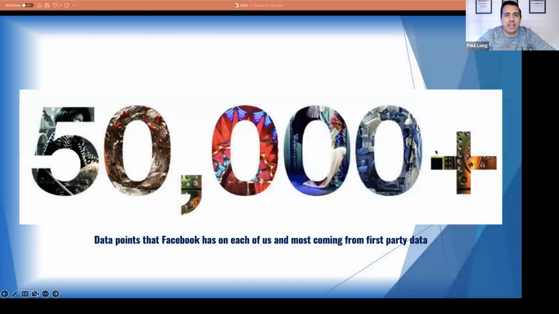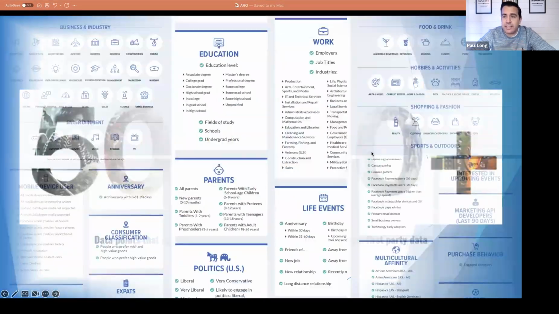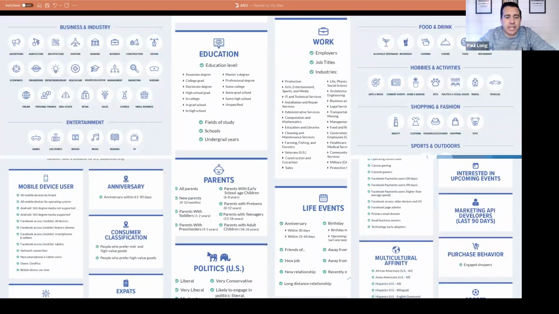The actual number is 50,000 unique data points on each and every one of us. And these are first-party data points, which means that this is what Facebook's gaining on us. So pretty amazing when you think about it. If you try putting a number of things down about yourself, I don't think you'll get anywhere near 50,000. But this is how Facebook is getting all those data points.